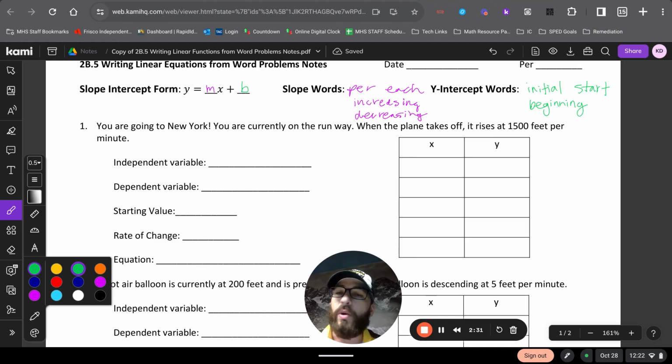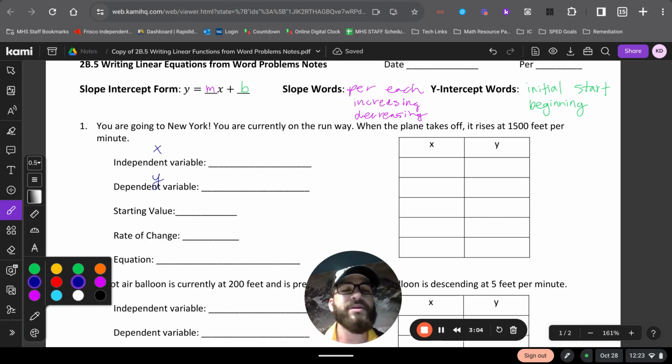So number one, we are going to New York. You are currently on the runway. When the plane takes off, it rises at 1,500 feet per minute. Now, when we're trying to understand these, it can be really important to define your variables first. Our independent variable, if we remember, represents x typically, and our dependent variable represents y. And there'll be very rare cases where that won't occur, but 99% of the time, independent is x and dependent is y.